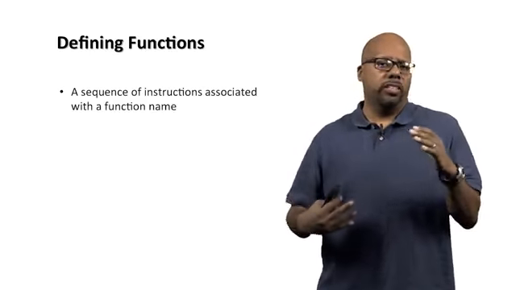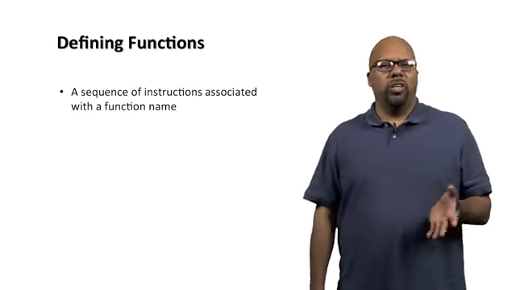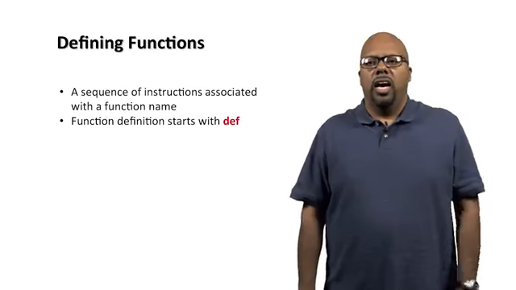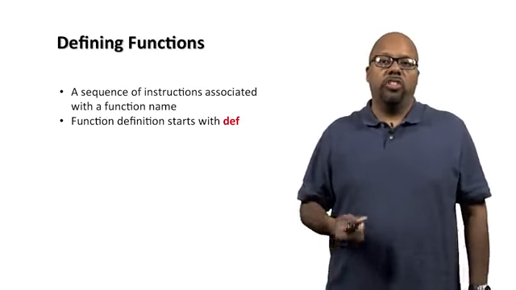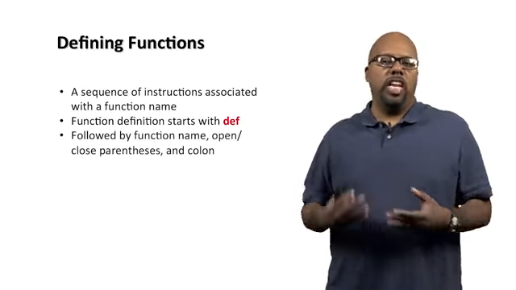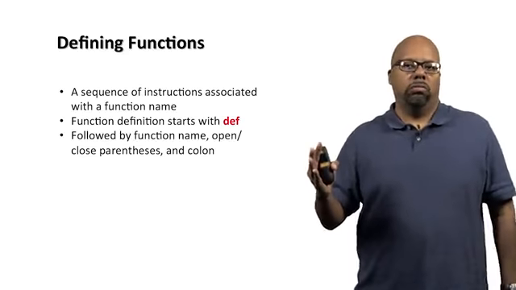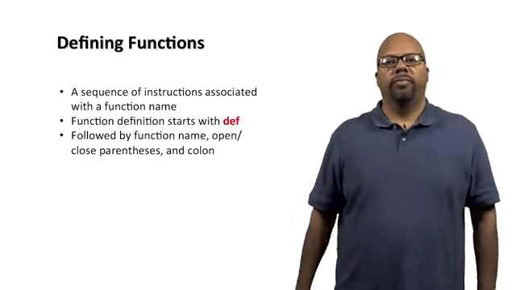A function is really just a sequence of instructions that are associated with some function name. So you make a sequence of instructions and you put a name on top of them. That's a function name, and then you can invoke that function using that name later on. So that's really all a function is. A function in Python starts with a def to define the function, and then it's followed by the name of the function, open close parentheses, and a colon. That's always what the first line looks like.